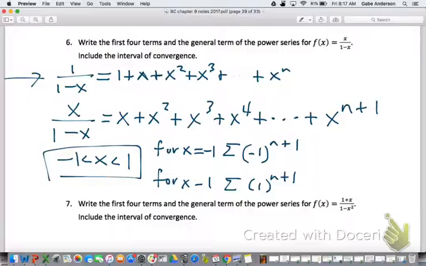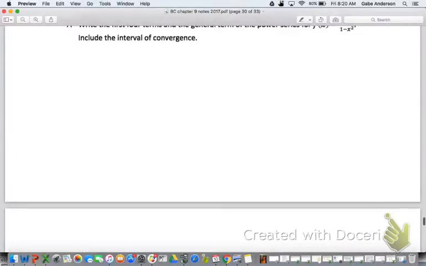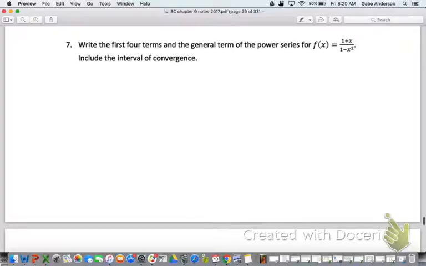Looking at number 7, I think we can do it in a couple different ways, potentially some interesting ways. So take a look at number 7. It says, write the first 4 terms and the general term of that power series. And there is a lot going on. I'm going to show you a long way, and then maybe you already see it, I'll show you a short way too. But the concepts in the longer way are pretty important.